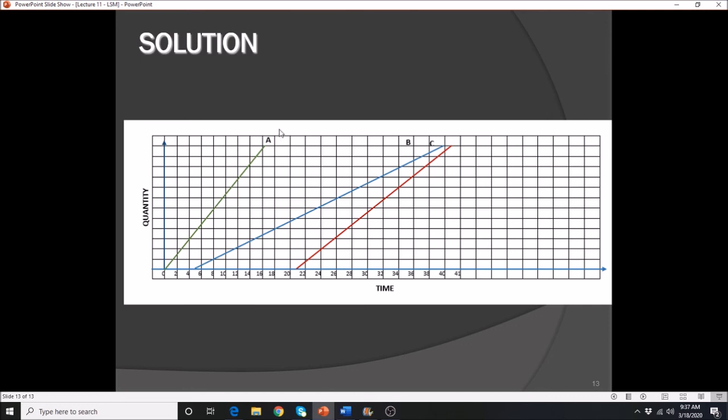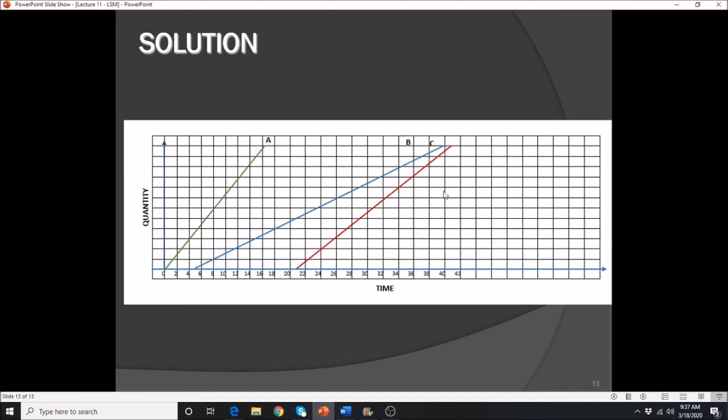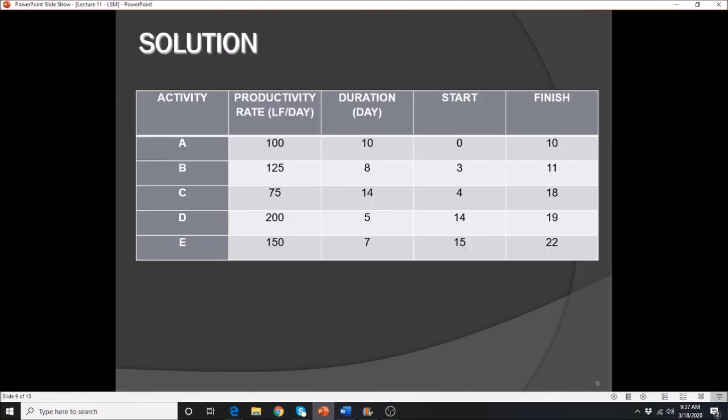So I want you to correct your activity A. It should end on, say here, 0 plus 25, that is 25 days. It should be on the 25. I am going to correct that on your supplementary documents. Alright, so as always, just email me if you have any question.